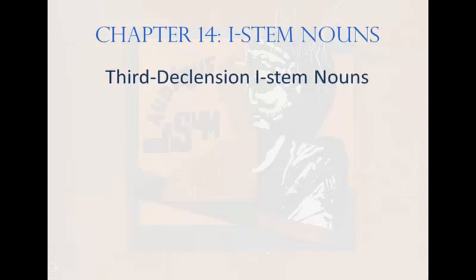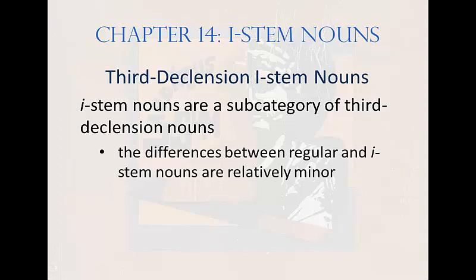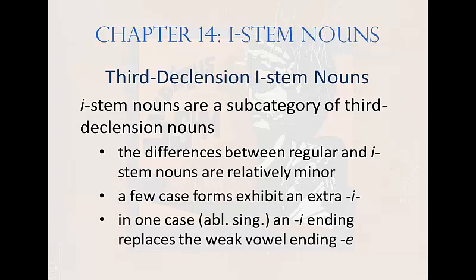Third declension I-Stem nouns. I-Stem nouns are a subcategory of third declension nouns. The differences between regular third declension and I-Stem third declension nouns are relatively minor. In most cases, just an additional I. Only in one form does the I displace the original third declension ending E and replace it with an I.